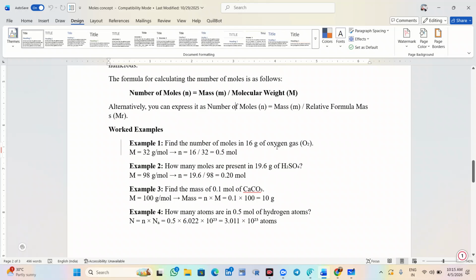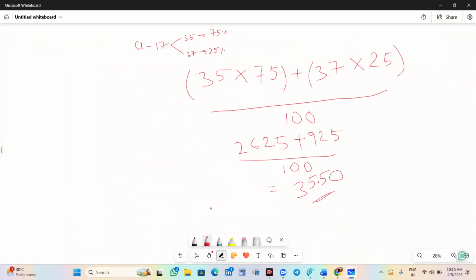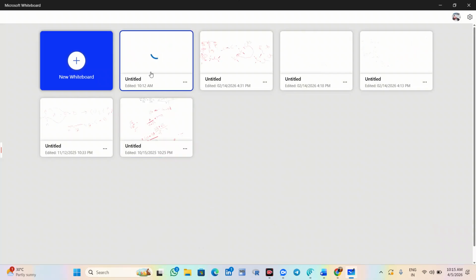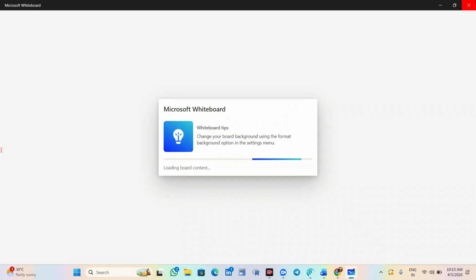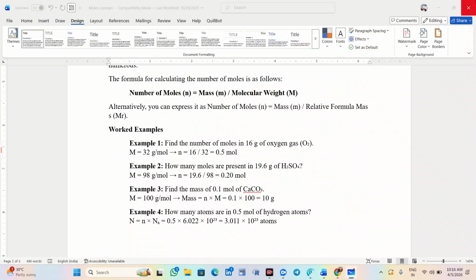Find the number of moles of 16 grams. To find the relative atomic mass, just a minute. You just have to do weight over relative formula mass.